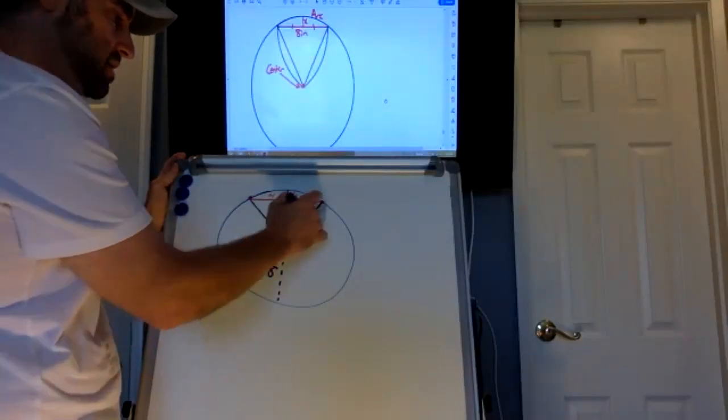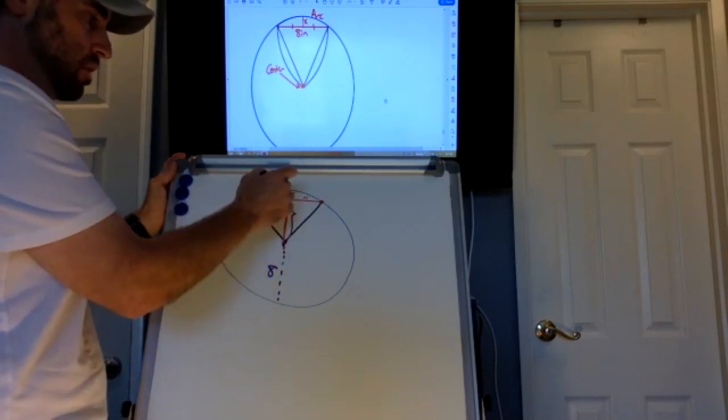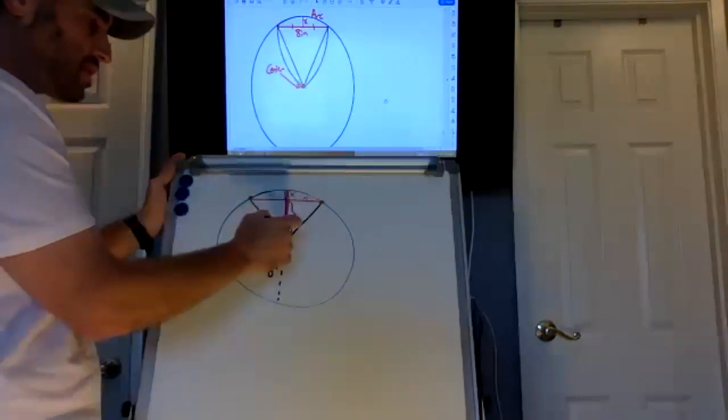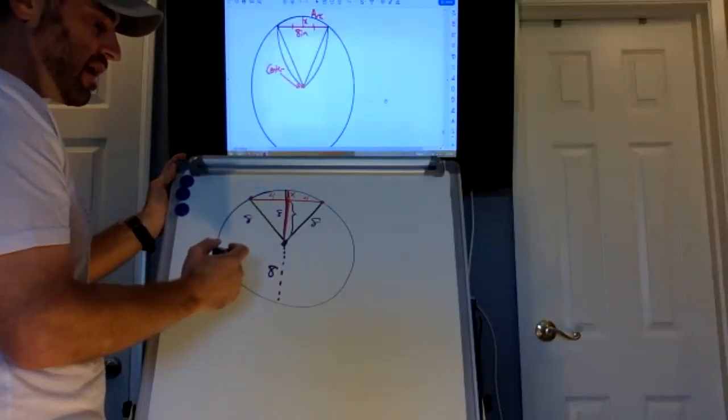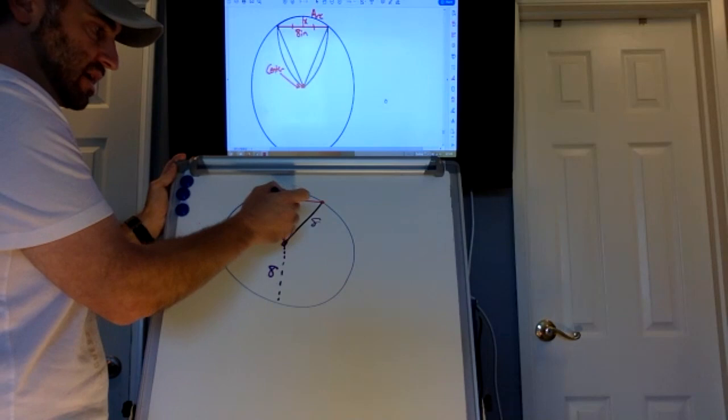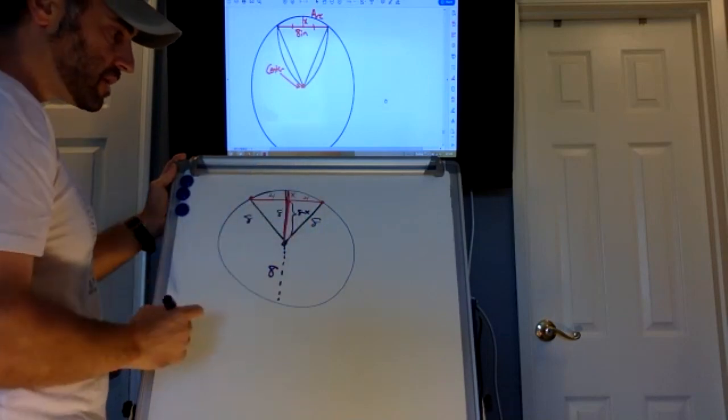It would be 8 minus x, right? Yes, that's what I'm saying. This whole thing is 8 because it's a radius. That whole thing is 8. That's 8. That's 8. They're all radii. So this distance here is 8 minus x.